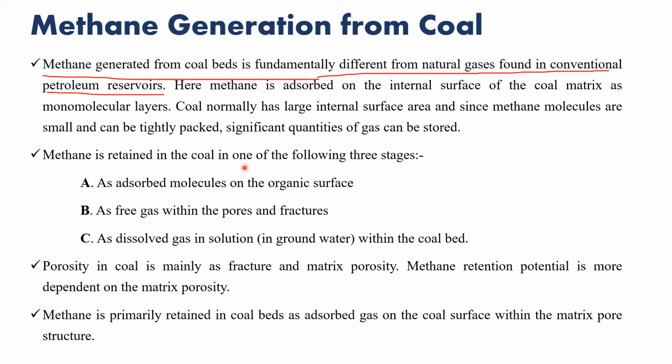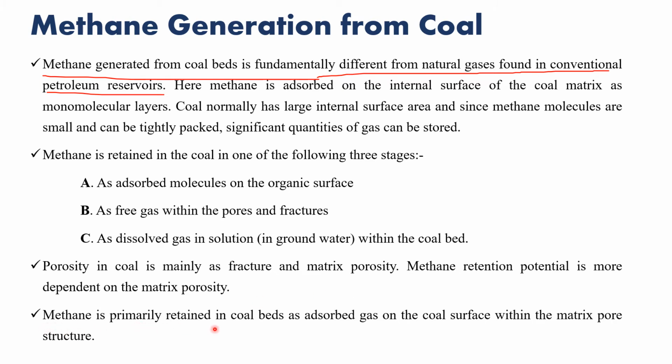Methane is retained in the coal in one of the following three states: as adsorbed molecules on the organic surface, as I said, coal is an organic rock, as free gas within the pores and fractures, and as dissolved gas in solution in groundwater within the coal bed. Porosity in coal is mainly fracture and matrix porosity. Methane retention potential is more dependent on matrix porosity. Because however much fracture you create, the matrix must have potential to produce.